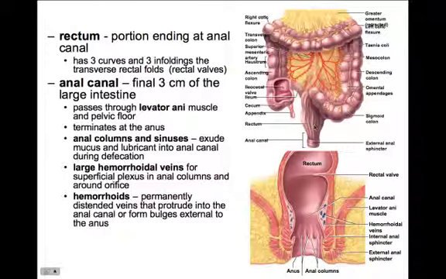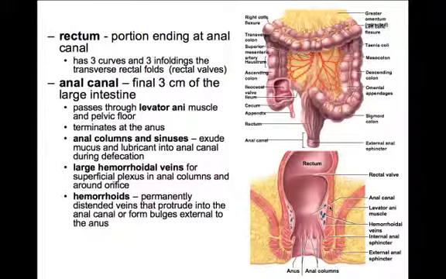It has 3 curves and 3 infoldings called rectal valves. These rectal valves actually allow feces to remain in the rectum while passing gas. The anal canal is the final 3 centimeters of the large intestine. It's right here. Within the anus, there are anal columns and anal sinuses, and they exude mucus to lubricate the anal canal during defecation. As feces pressures against them, they secrete more mucus.